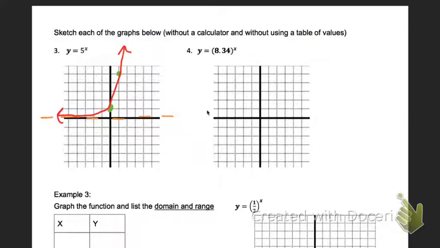Okay, number 4. This one is a decimal. So what's the first point I'm going to graph? 0, 1. The next one is around 1, 8 in the third. Something like that. And I'm not going to be picky about it.